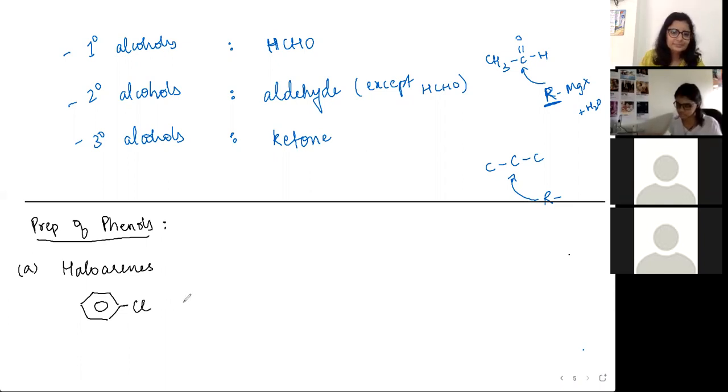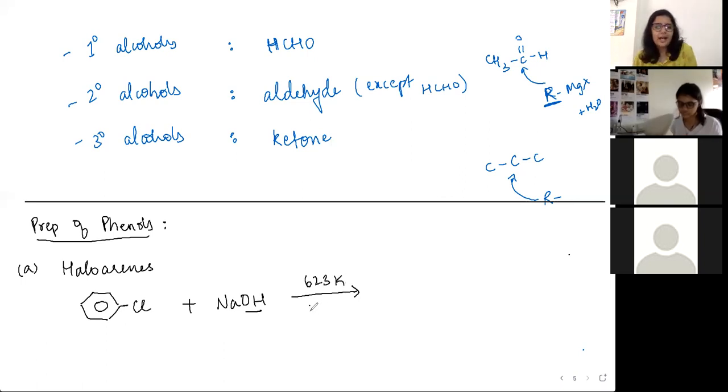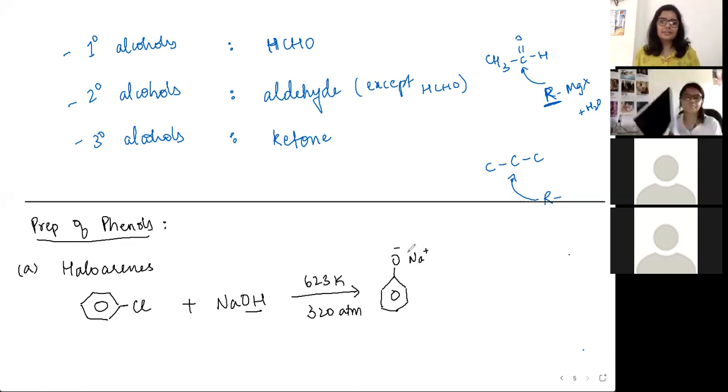So in this reaction, you treat it with NaOH, a standard source of OH minus ions, under very specific conditions, which is 623 Kelvin and high pressure, 320 atmospheres. Then you get sodium phenoxide, which is basically a salt. And as always, ionic nature is not tolerated in covalent compounds. So on acidic hydrolysis, or treating with an acid, it gives you phenol plus NaCl.